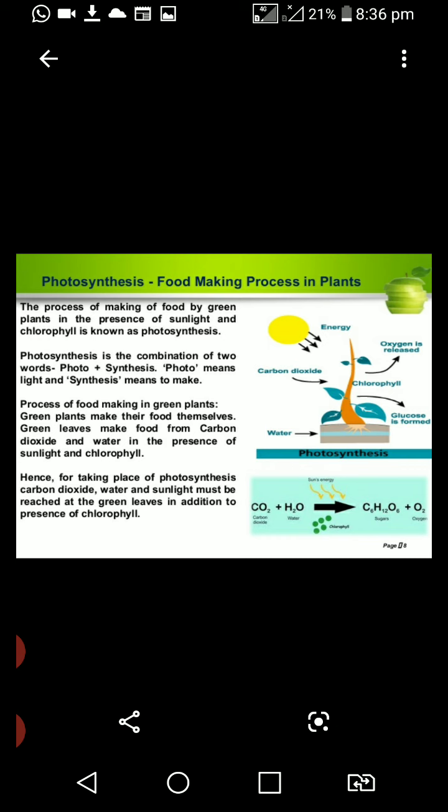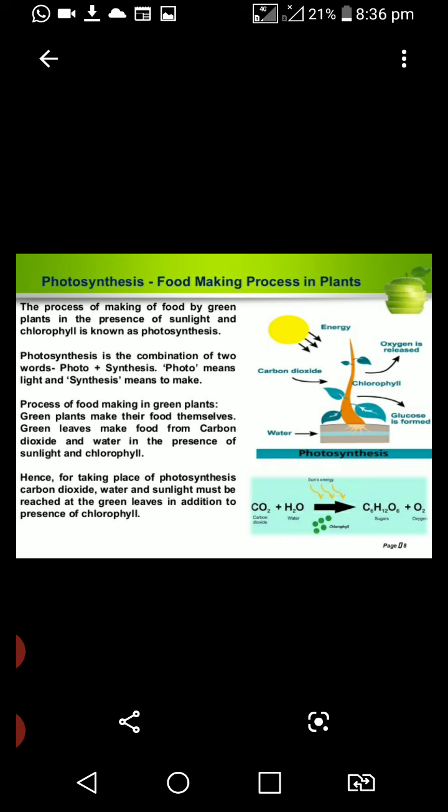Photosynthesis is the combination of two words. One is photo and the other one is synthesis. What is the meaning of photo? Photo means light. Synthesis means to make.